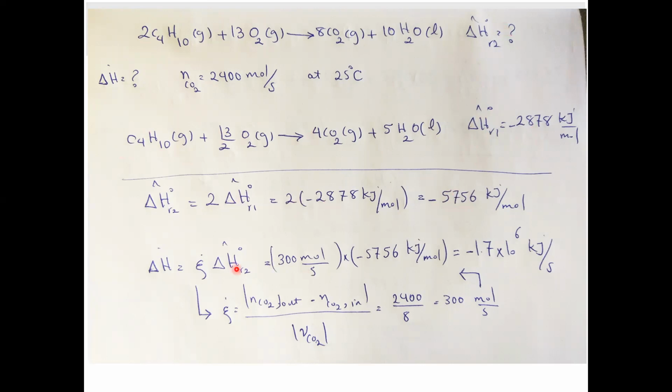So now the second term that we need is the extent of the reaction. We know 2,400 mole per second of CO2 is produced. There is no CO2 in the inlet. So the same way, we use 2,400 mole per second of CO2 divided by the stoichiometric coefficient of CO2 in this reaction, which is 8. So it will be 300. We use 300 multiplied by the standard heat of reaction for reaction 2 that we calculated.